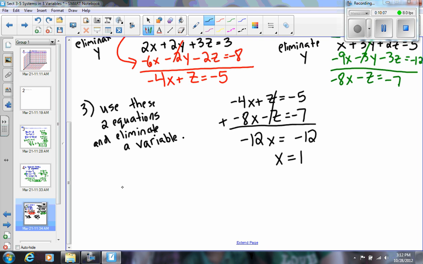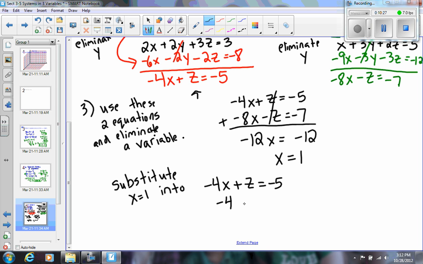So I'm going to substitute. I have two equations to choose from, and I'm going to substitute x equals 1 into negative 4x plus z equals negative 5, which was this one right here. So we have negative 4 times 1, or just negative 4, plus z equals negative 5. So when I solve for z, I'm going to add 4 to both sides, and I get z equals negative 1. So now I know x, and I know z.